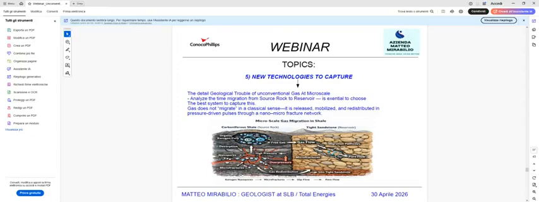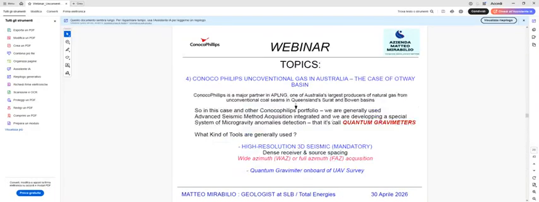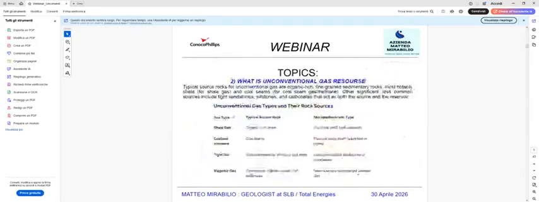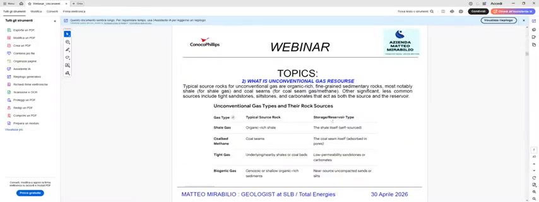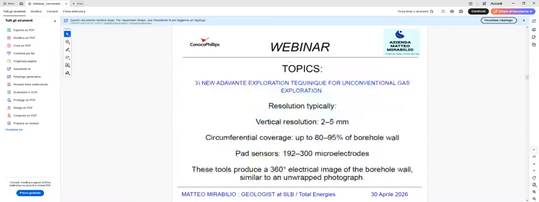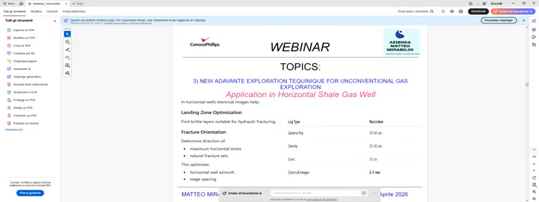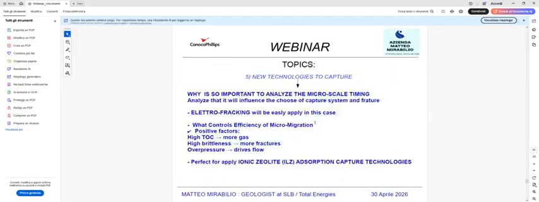And as we said, if you followed the first part of the webinar, we talked about the actual technologies to map the fracture, and our contribution to developing the new scanner image, an electrical image that was able to have a resolution of 2 to 5 millimeters, a really high resolution to map the fracture.